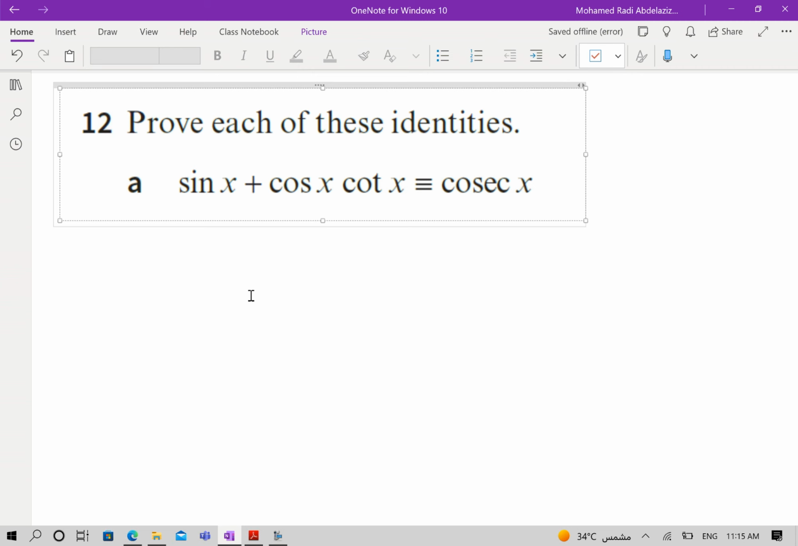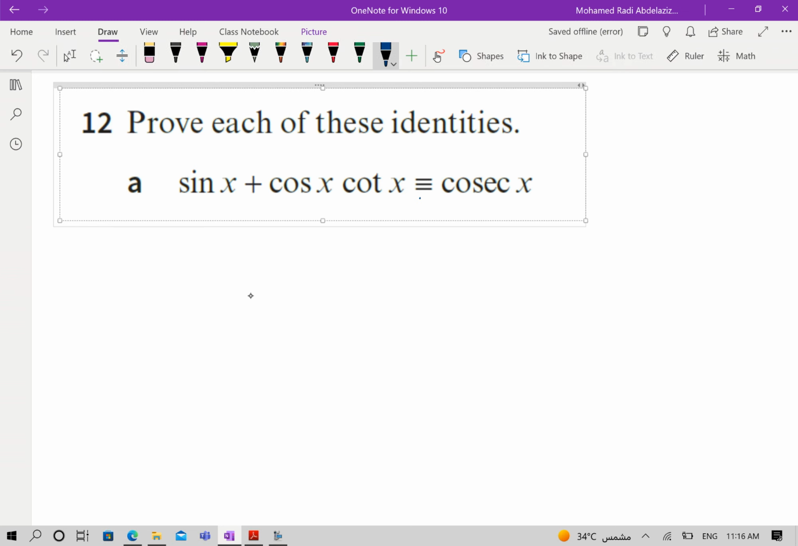What is the difference between identity and equation? An equation may have one solution or two or three or four. There is a specific number for a solution. But an identity is correct for any value. This is the difference between identity and equation. So this sign is called identity, but we can write it as equal, it's okay, right?